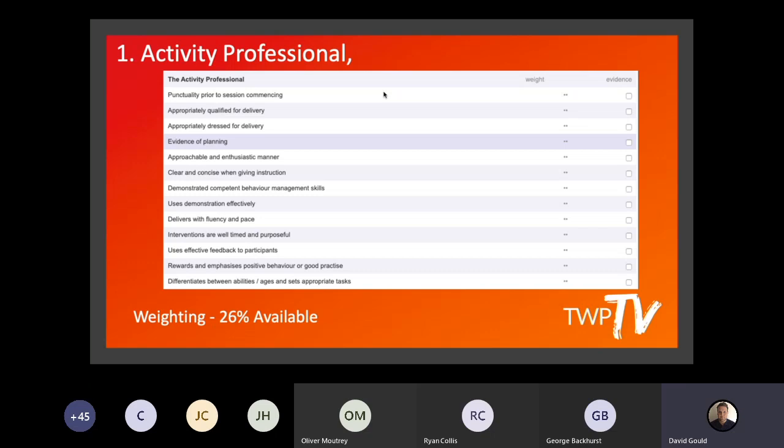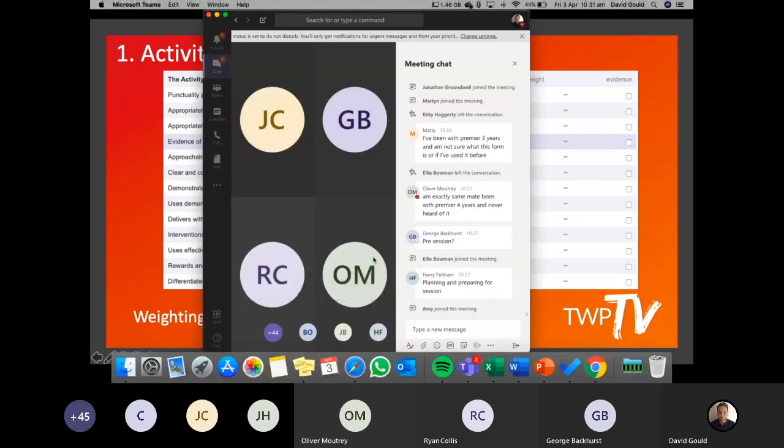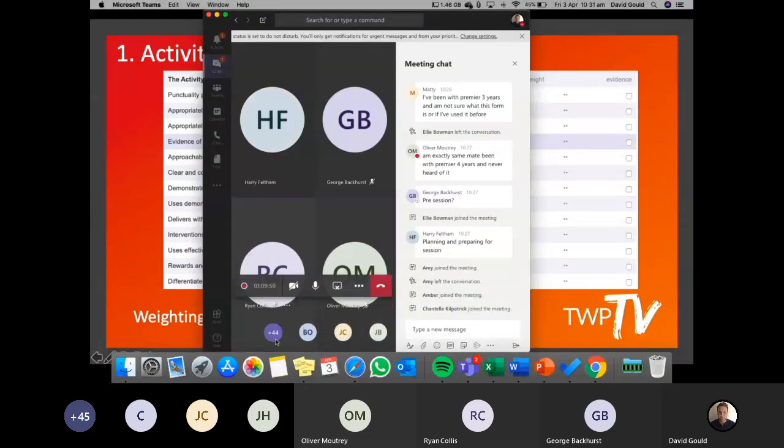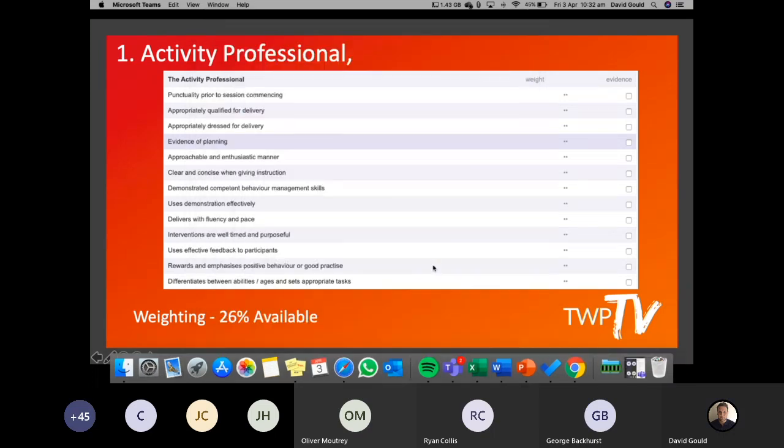And what do I mean by that? Anyone want to unmute themselves and maybe come on and share? What do we mean by clear and concise? Not saying more than you have to. Yeah, good. Give me an example if you can. If you're displaying an activity to the class, really what you want to say is very basic information, what you're looking for, what you want them to do, and then get them into it as quickly as possible.